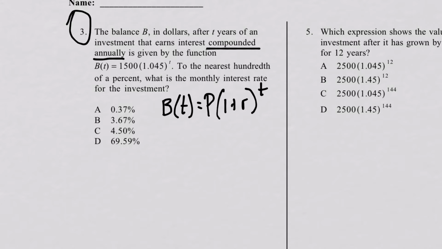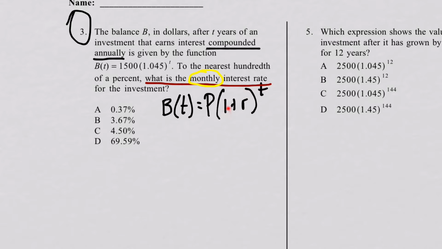If I compare this formula that I just wrote with what they have given me, I can easily see that P is 1500. That's not what they're asking me for, though. The question is, what is the monthly interest rate? The keyword here is monthly. Not the annual interest rate, but the monthly interest rate. That's a very important distinction, because R here stands for the annual interest rate, not the monthly interest rate. So we're going to figure out what R is, and then we're going to figure out the monthly rate by dividing by 12. That's how simple it's going to be.